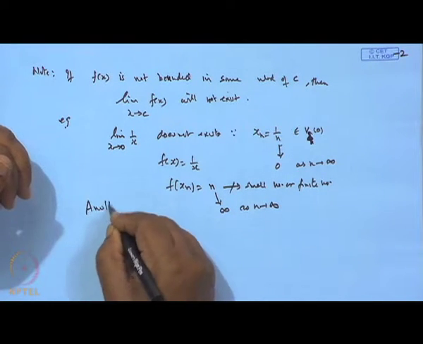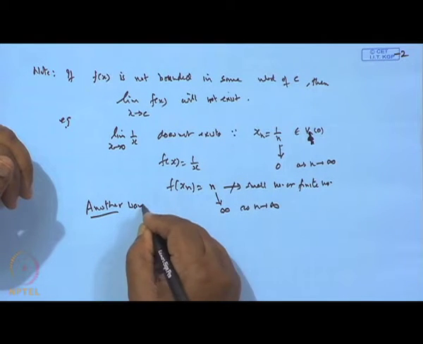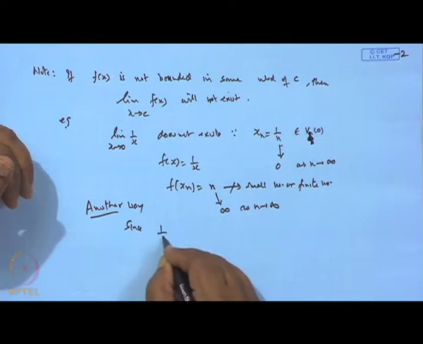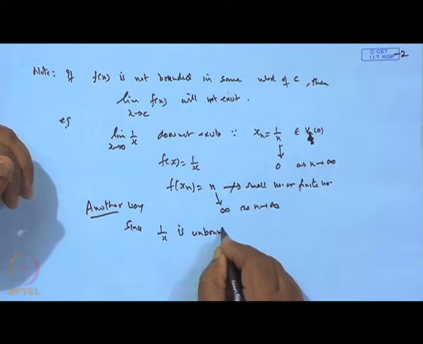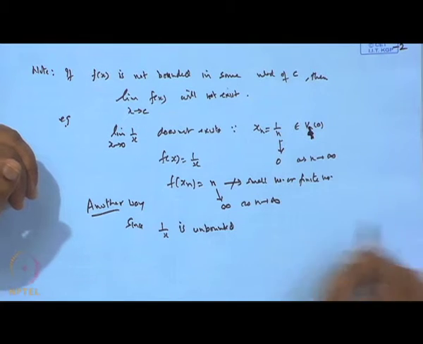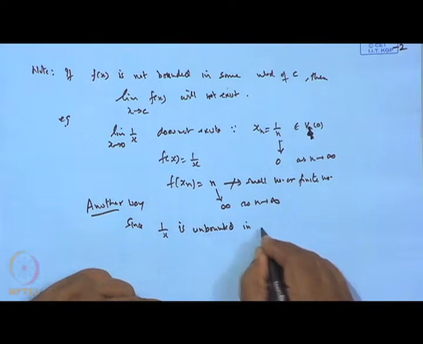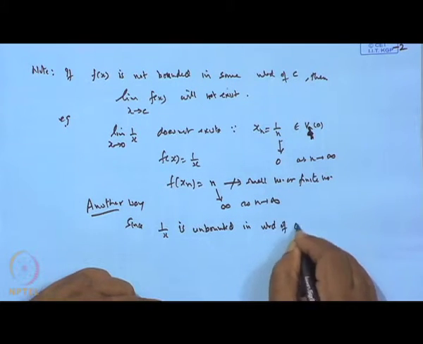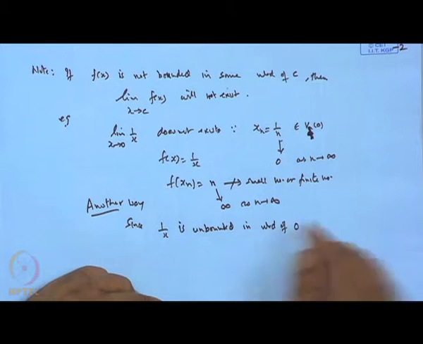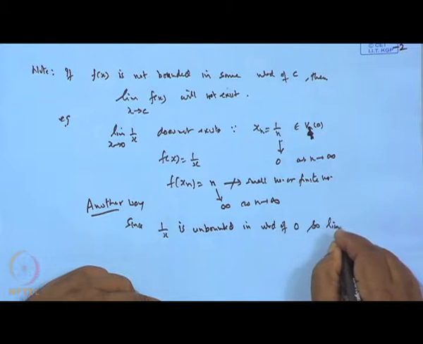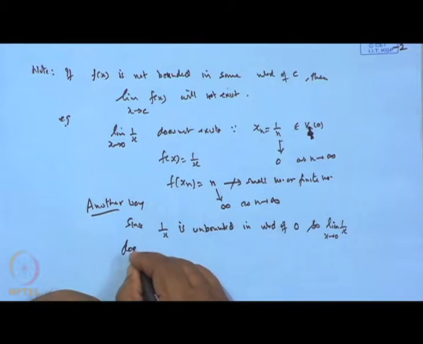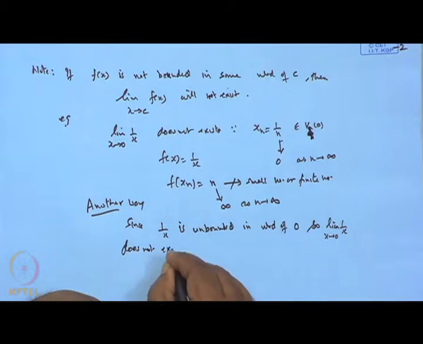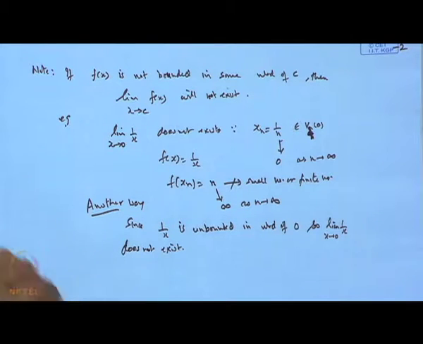Another way of justifying is that since the function 1 by x is unbounded in the neighborhood of 0, the limit of this function 1 by x, x tends to 0, does not exist. So this is one way of doing it.